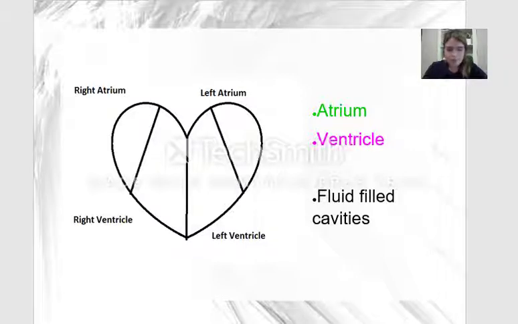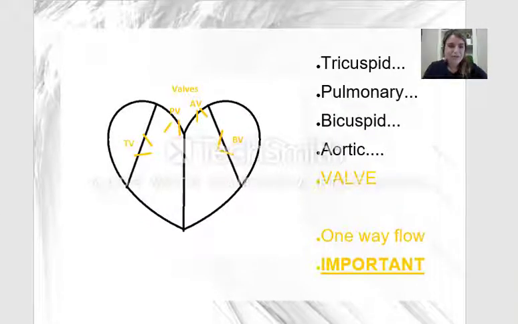So to make this whole thing a bit more complicated, we will add some valves to the picture. We still, as you can see, have our 4 chambers right here, the 4 main chambers of the heart, the atria and the ventricles. And now we've added these yellow lines right here representing our valves.